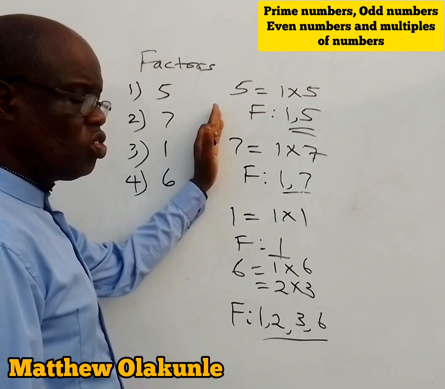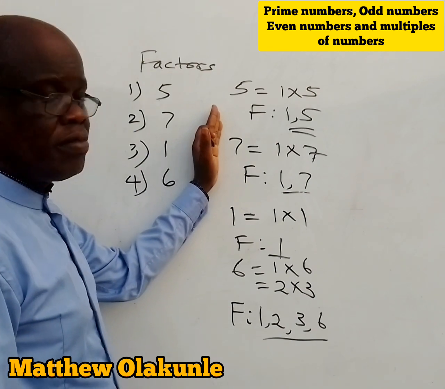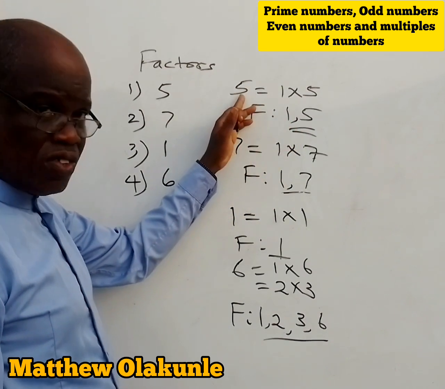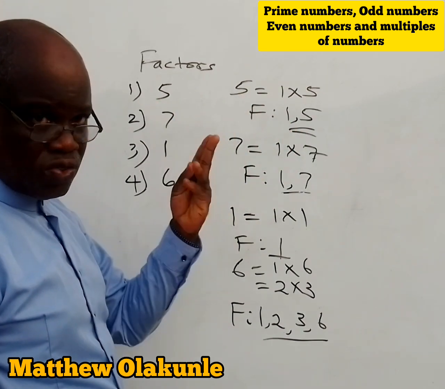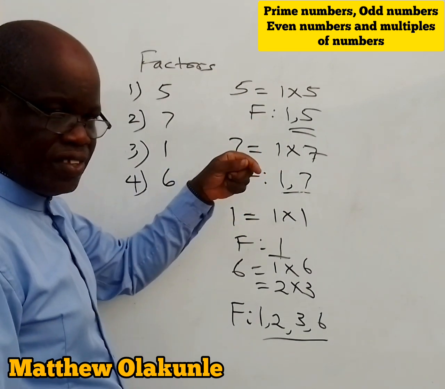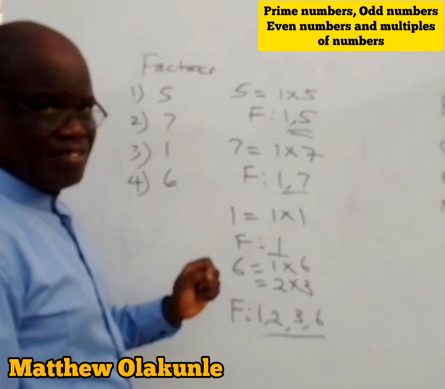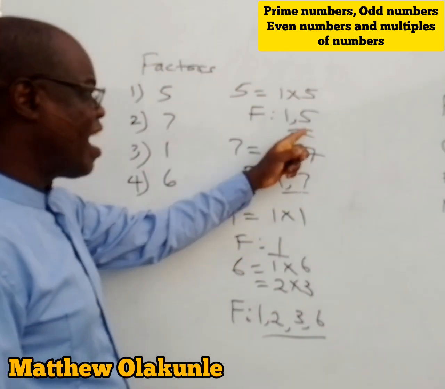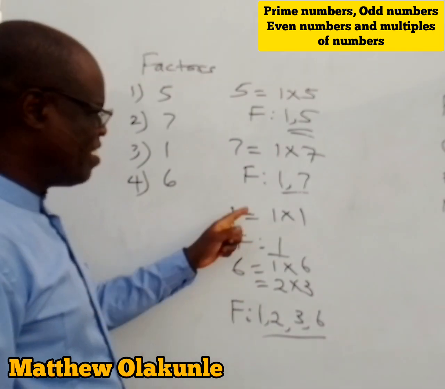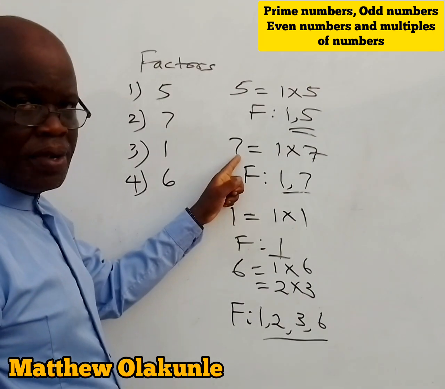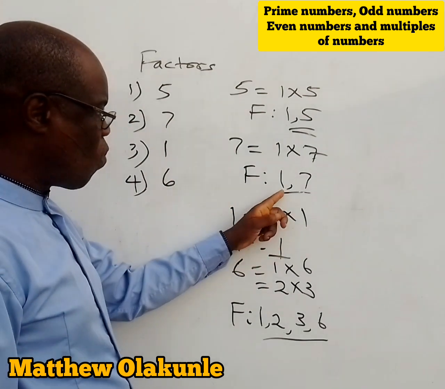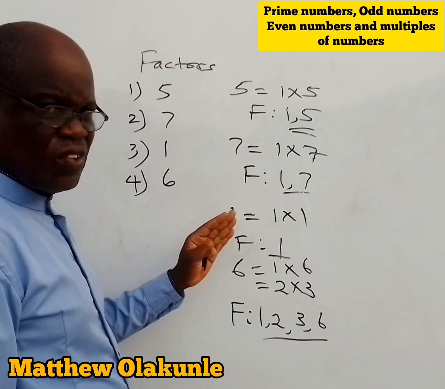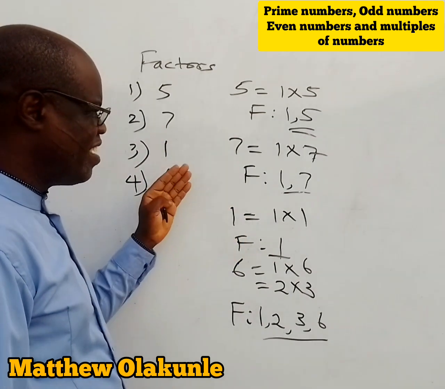Now from here, we want to see what we mean by prime numbers. Here, we have only two factors, 1 and itself, which is 5. So when you have only two factors, 1 and itself, it means that number is a prime number. So 5 is a prime number because it has only two factors, 1 and itself. Let's look at 7. 7 is also a prime number because it has only two factors, 1 and 7. So anytime you have only two factors for a particular number, that number is a prime number.